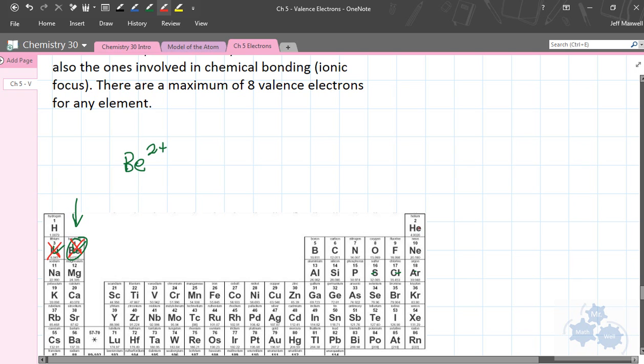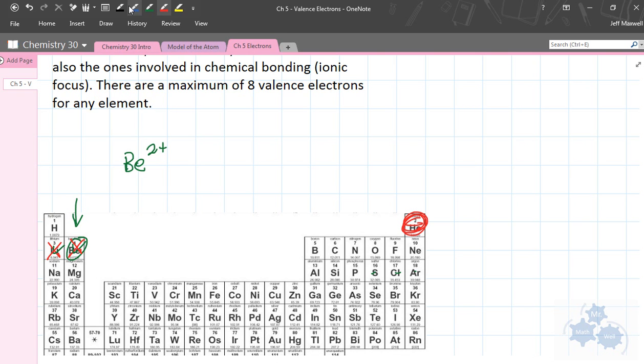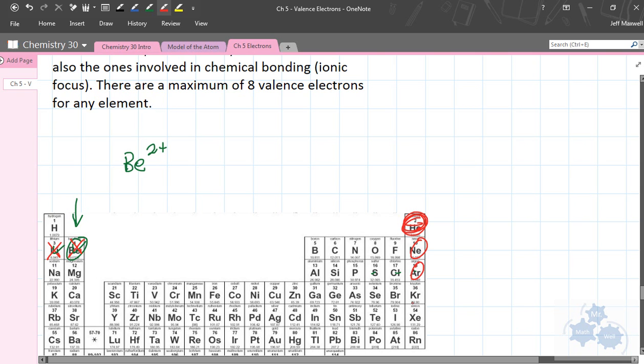Okay, so that would mean it likes to give away this electron and this electron to be like helium, to have the same valence electrons as helium. So what I want you guys to notice here is that these noble gases are important. Phosphorus picks up 3 electrons to be like argon. Right? Fluorine picks up 1 electron to be like neon. Beryllium gives away 2 electrons to be like helium. Okay?